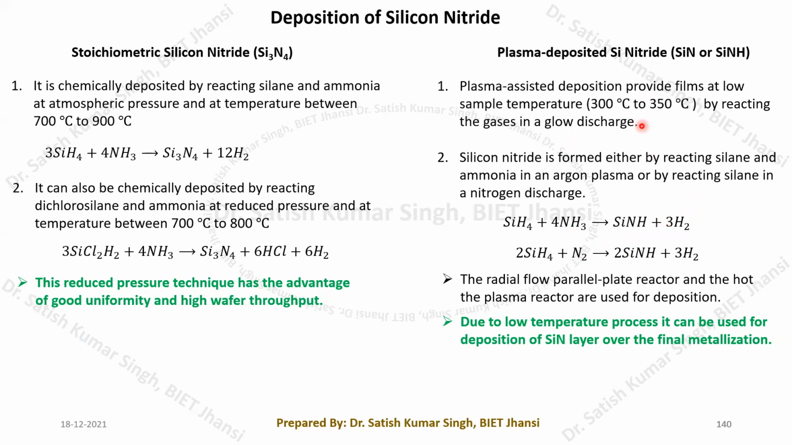Remember that because this is a low temperature process compared to the previous one, the stoichiometric silicon nitride, which requires 700 to 900 degrees centigrade, this layer can be grown over polysilicon, but it cannot be grown over aluminum with the high temperature process. Because it is a low temperature operation, this can be used for deposition of the SiN layer over the final metallization. So generally plasma deposited silicon nitride is used as the final passivation layer.